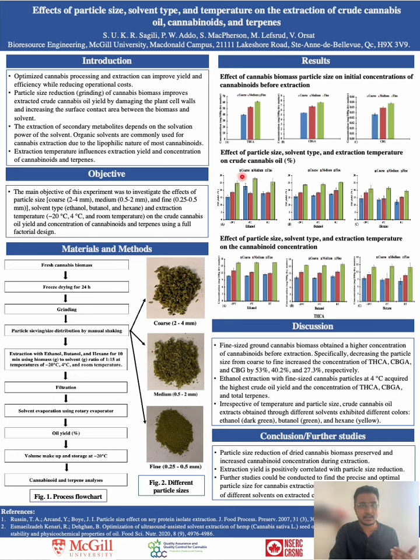And coming to the second part of the results and discussion, which is the effect of these three parameters on the crude cannabis oil yield and on the cannabinoid concentration. Ethanol in combination with the fine sized particles at 4 degrees centigrade gave the higher yield of crude cannabis oil and higher concentration of THCA as well as CBG and total terpenes. This is because ethanol is highly polar compared to butanol and hexane.